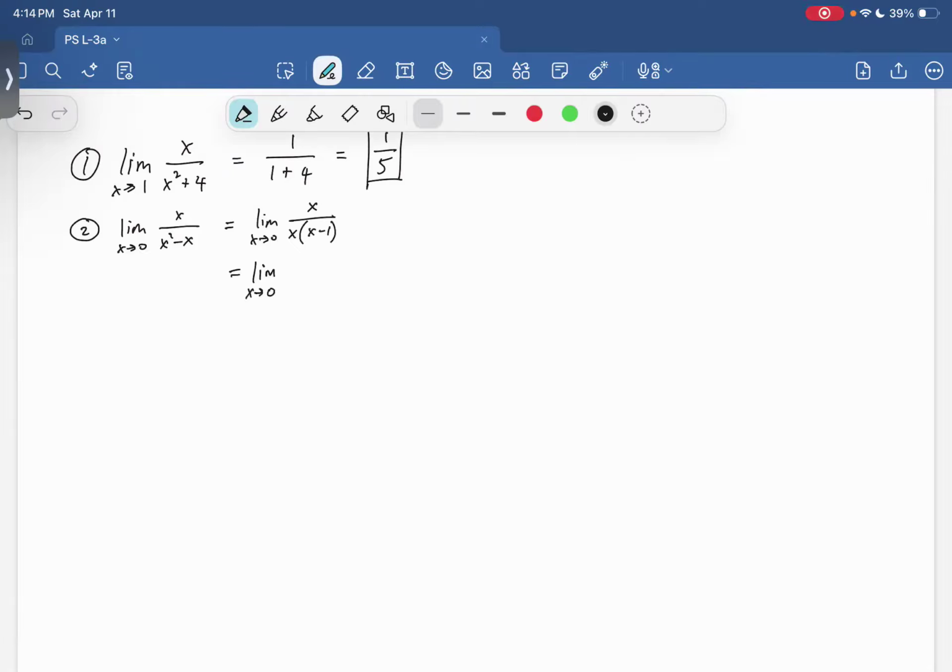So we still have to write it even after we cancel the x. And after the cancel, we're going to be left with 1 over x minus 1. And now we can plug in x equals 0, and we're going to get 1 over 0 minus 1, which is negative 1.